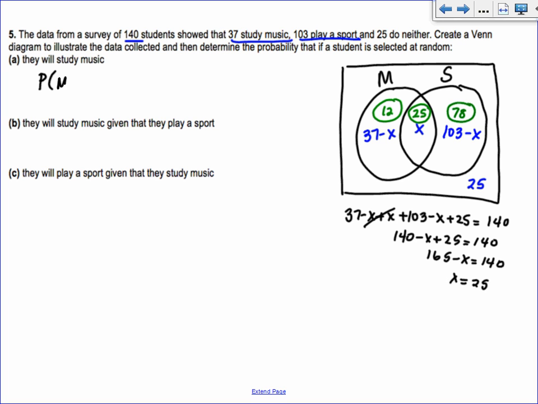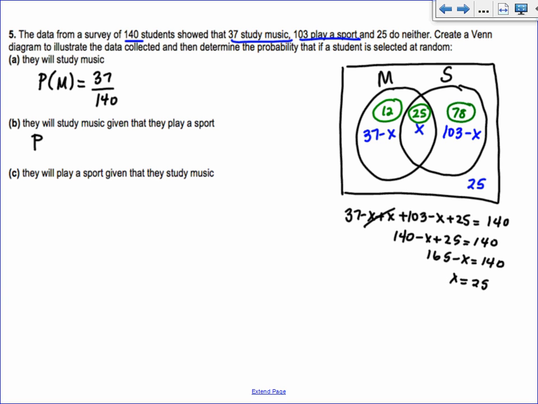All right, so what's the probability that they will study music? The probability that they study music would be 37 out of 140. I didn't need a Venn for that. I just took the total number that studied music out of 140. That would be music only if I said, what's the probability that they only study music? But this is studying music in general. They could also do a sport and study music.